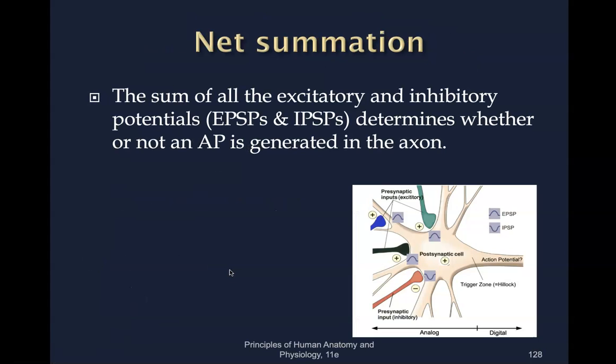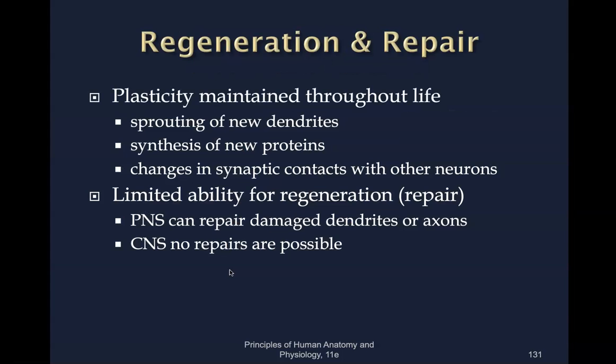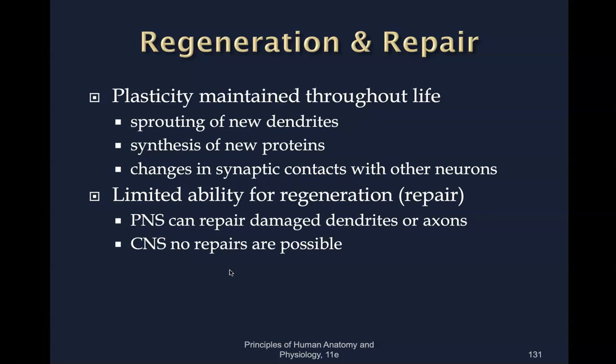So we already talked about this net summation, so I'm not going to talk about this again. We already covered that. I'm also not going to cover neuronal circuits just because we have had so much in this lecture, and it's just not going to get us a lot of information for what we need right now. But I put it in there if you want to look at it.